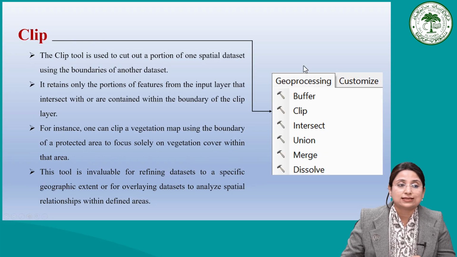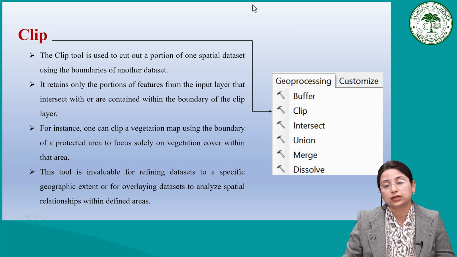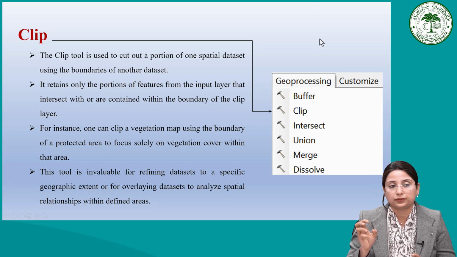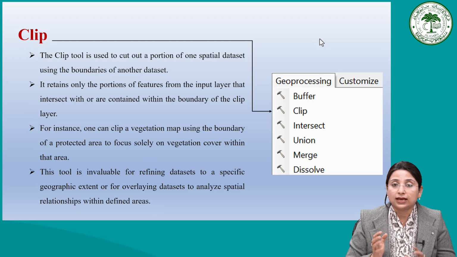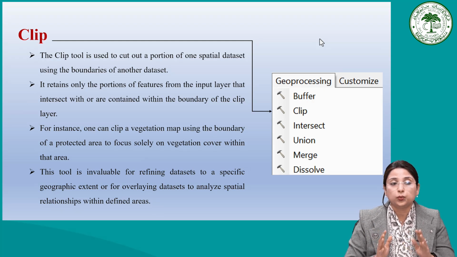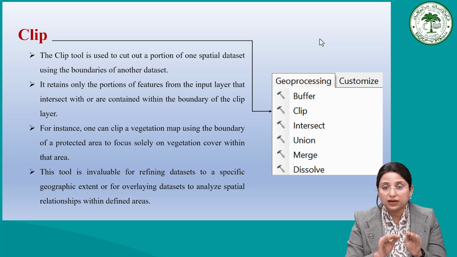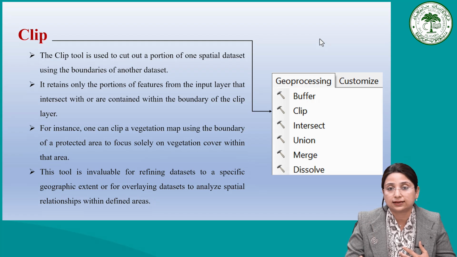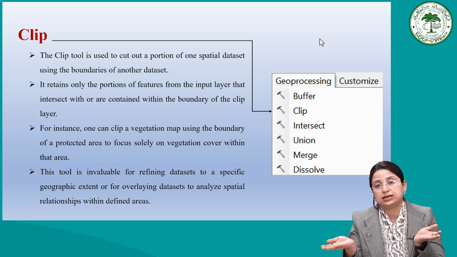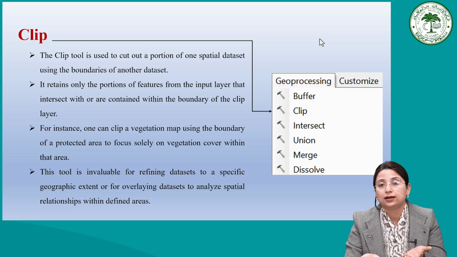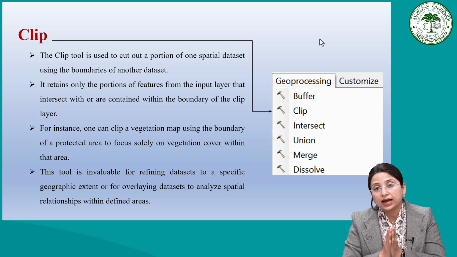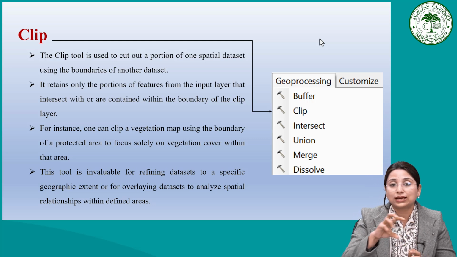Now, you can see on the screen, I am discussing the clip tool. Clip means to take something out, to cut something out. In the clip tool, we cut out a portion of spatial information using the boundaries of another data set. That means if we have a larger data set or an input layer that we provide to the GIS environment, from that input layer we are going to clip out.